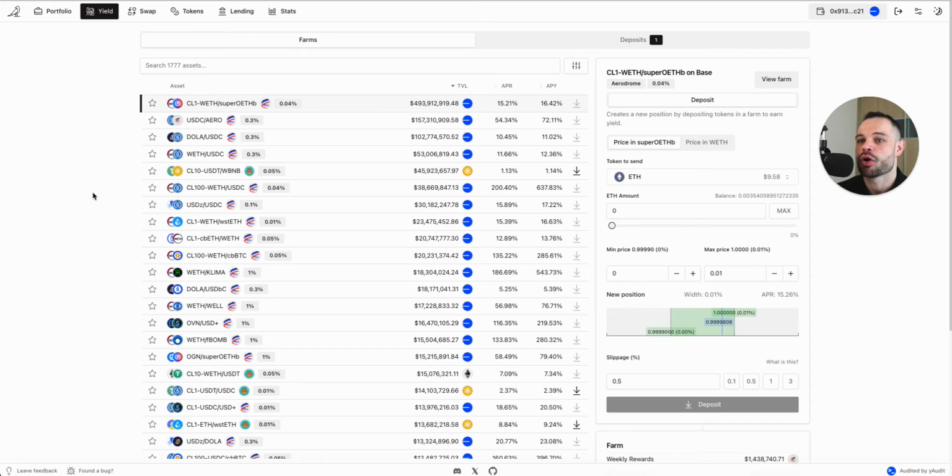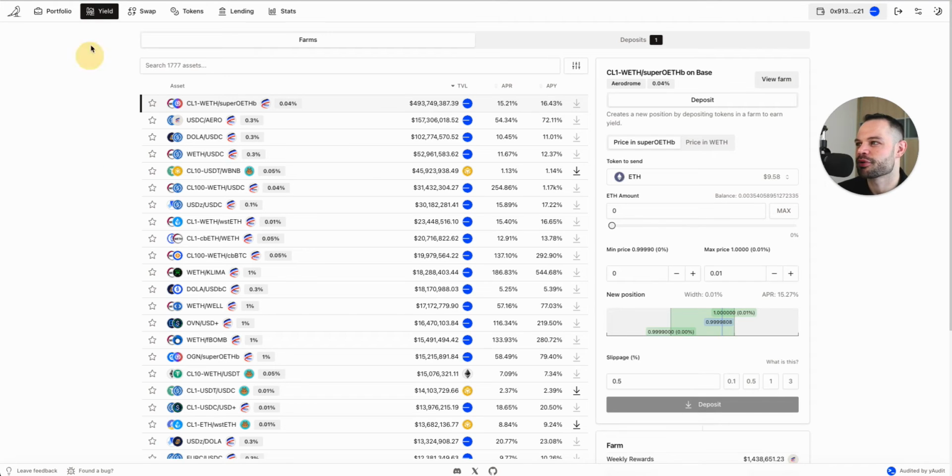And we can even auto compound our earnings and fees back into the position to make the optimization even more efficient in terms of continuing to compound our gains over time as liquidity providers. So let's dive in and take a quick look.